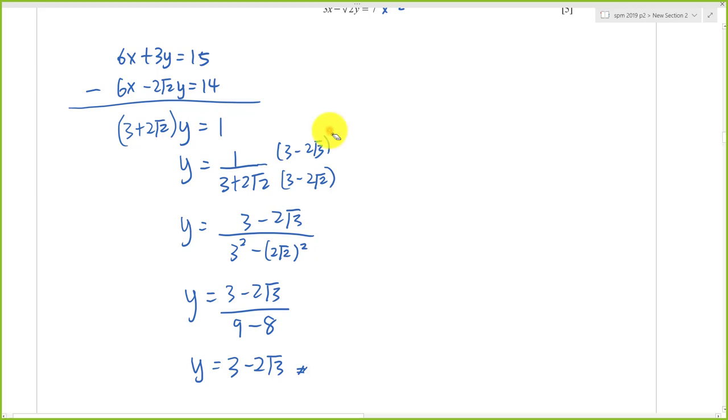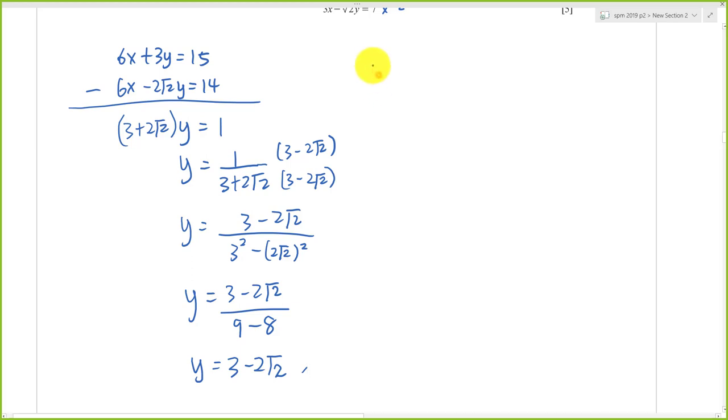Why is there a square root 3 there? What happened? Oh my god. Why suddenly 2 becomes 3? Oh, so funny. Yeah, so is this the correct answer? I hope so. I actually do have the marking scheme beside me, so I will cheat a little bit to check my y answer. 3 minus 2 root 2.